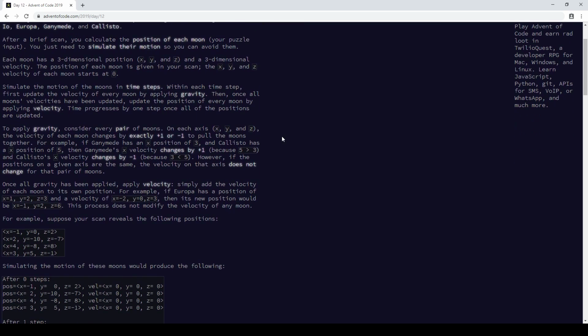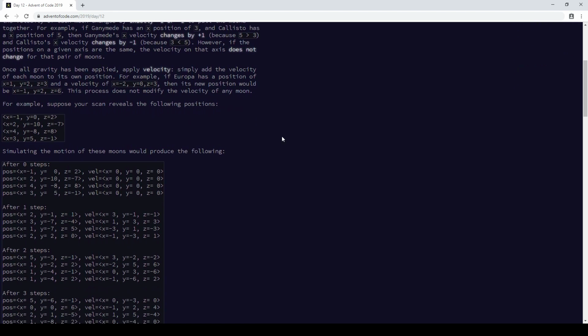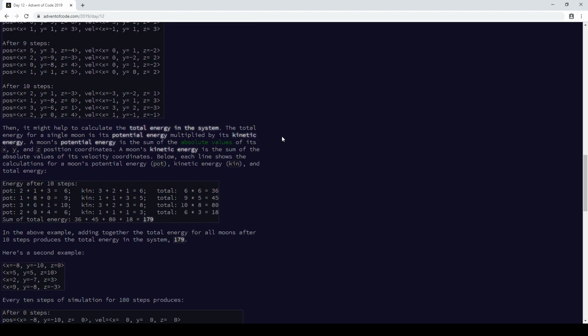Jupiter, moons, position of the moons, simulate their motion, 3D position, 3D velocity, time steps. First we do gravity, then we apply velocity. Gravity affects the velocities: velocity plus or minus 1 pull together for each pair. Okay. Total energy, potential, sum of the absolute values of the coordinates.